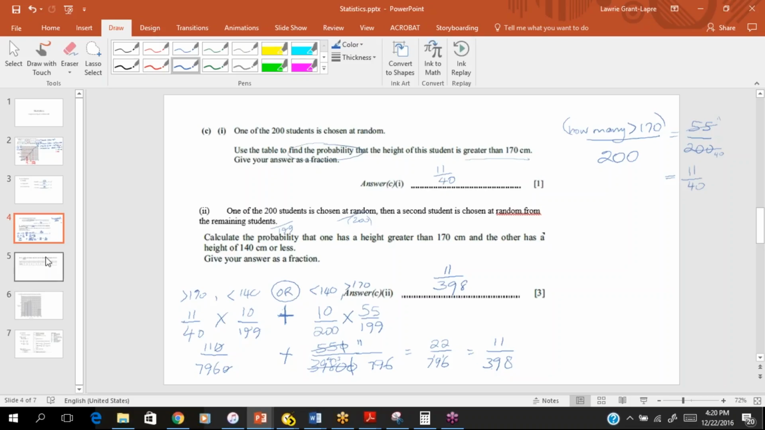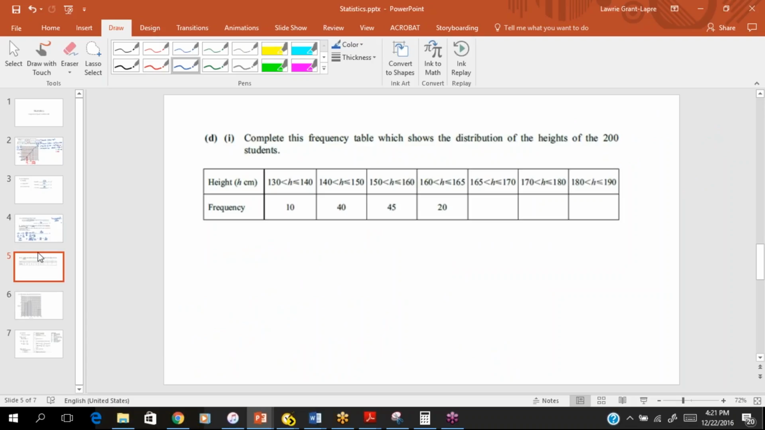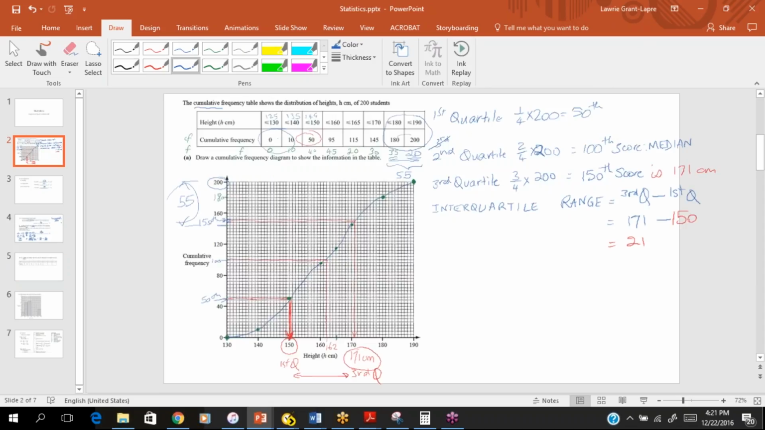All right, let's move forward to part D. Now we're after, to complete this frequency table, which shows the distribution of the heights of 200 students. Well, we already did this when we first started. See, there were 10 in the first group, 40 in the second group, 45, 20. So this is where we got these numbers. So in the next group, between 115 and 145, there were 30.